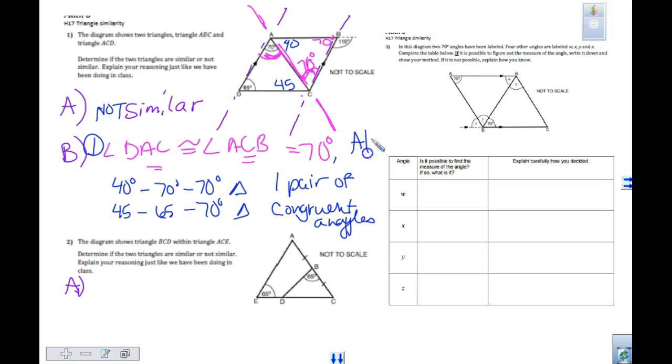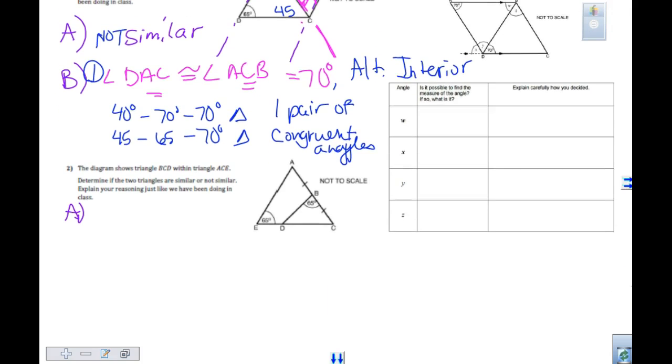Alternate interior. So when I'm trying to get all the points for this, for the 7 points, I want to see these two. I want to see your reason. I want to see that the triangles didn't have 2 angles that were congruent, right?